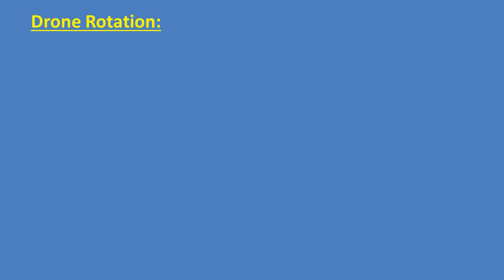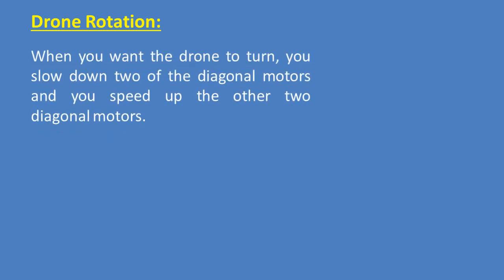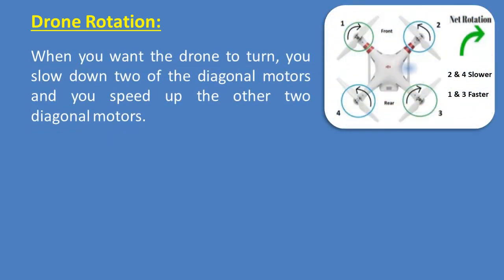Drone rotation. When you want the drone to turn, you slow down two of the diagonal motors and you speed up the other two diagonal motors. The image shown here, the drone is turning towards the right direction. Motor 2 and 4 will now rotate slower. Motor 1 and motor 3 rotate faster than 2 and 4. Therefore, the drone turns right.